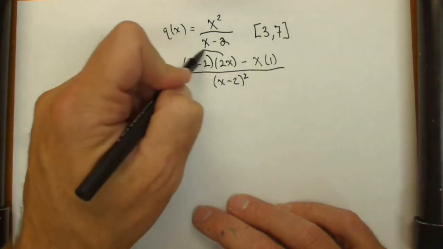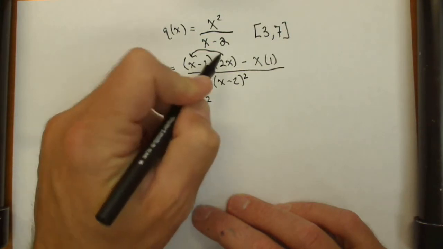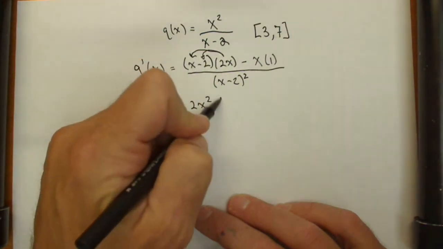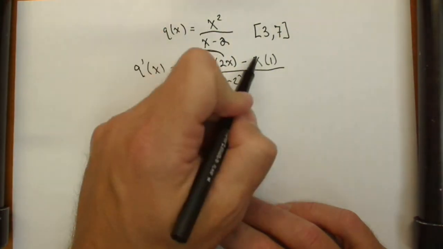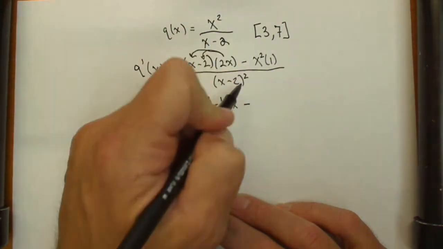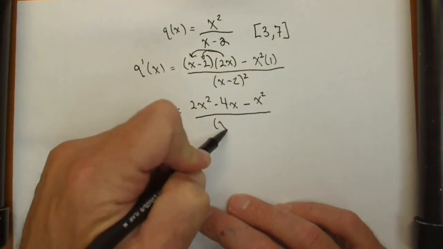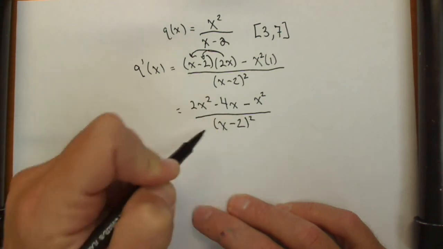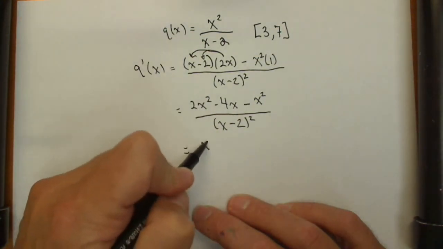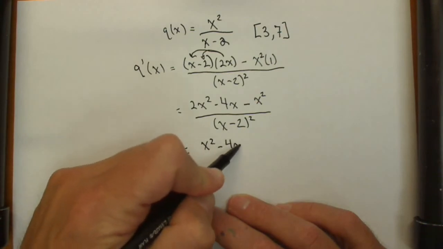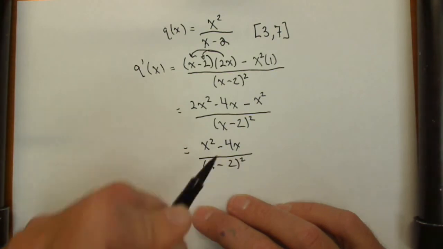Now we're going to simplify as much as we can to see what we can figure out. So we have 2x squared minus 4x minus, and this should have been an x squared, minus x squared, all over x minus 2 squared. That'll simplify down to x squared minus 4x over x minus 2, the quantity squared.